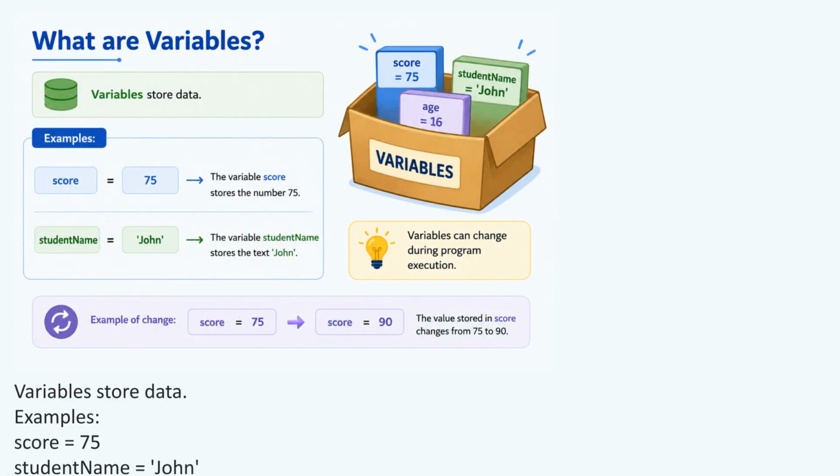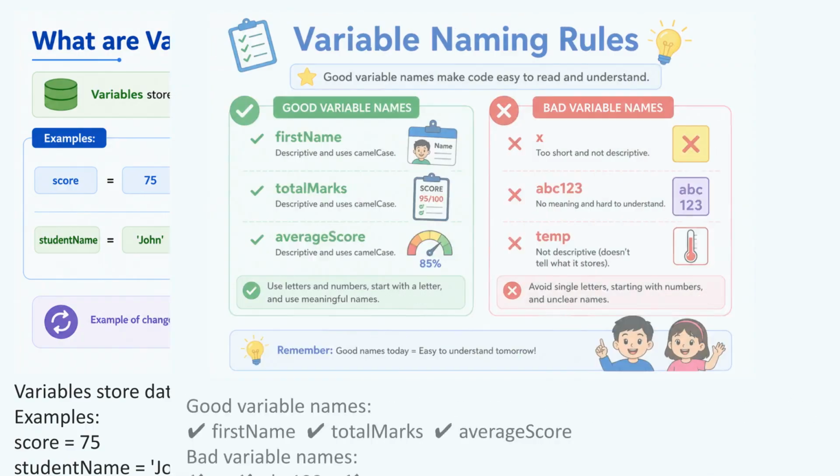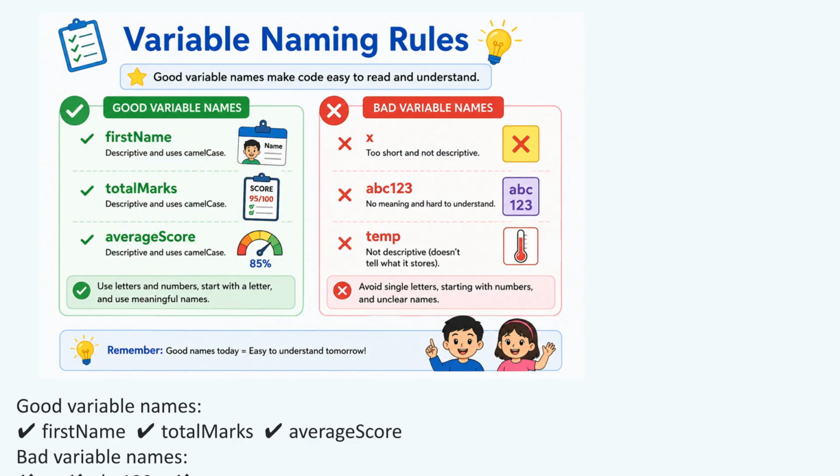Variables are used to store data, like a score of 75 or a student named John. A key characteristic is that the values stored in variables can change during program execution. Good variable names should clearly describe the data they store. For example, first name, total marks, and average score are good names. These names help programmers understand the purpose of the variable immediately.